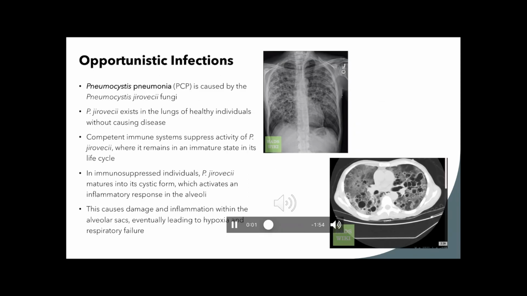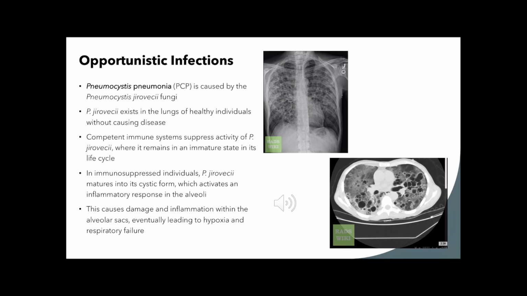So I just wanted to highlight pneumocystis pneumonia, also called PCP pneumonia, which is caused by the Pneumocystis jirovecii fungi. P. jirovecii exists in the lungs of healthy individuals without causing disease. Our immune systems usually keep it in its immature form, so it doesn't really have the opportunity to cause damage to surrounding tissues. But in individuals that are severely immunosuppressed, P. jirovecii matures into its cystic form.